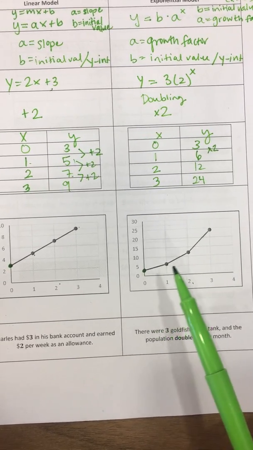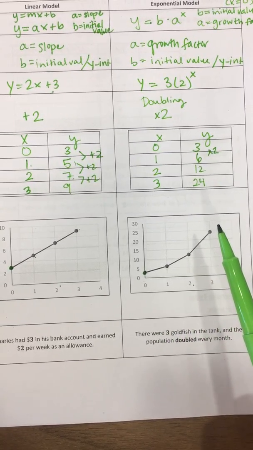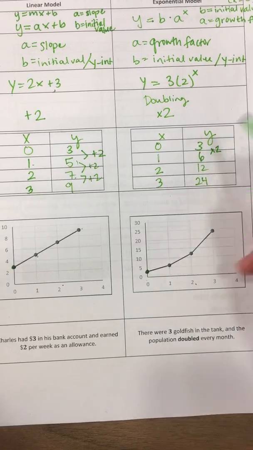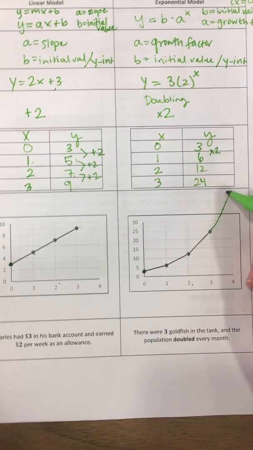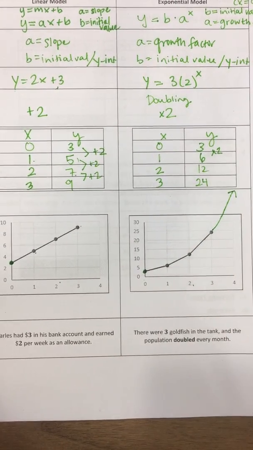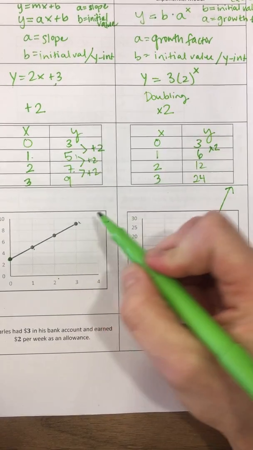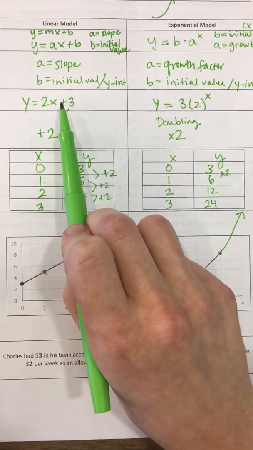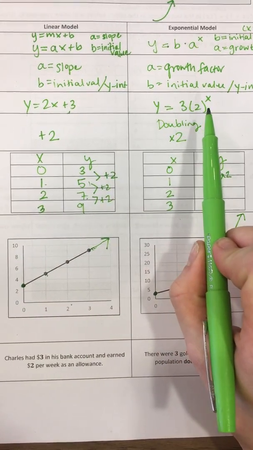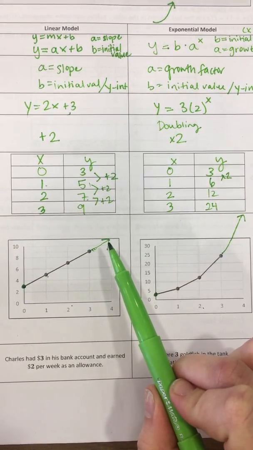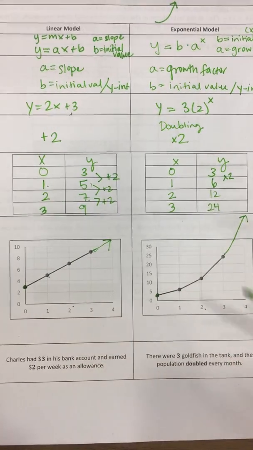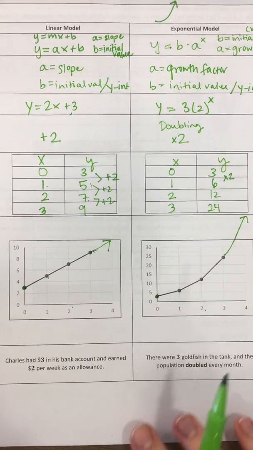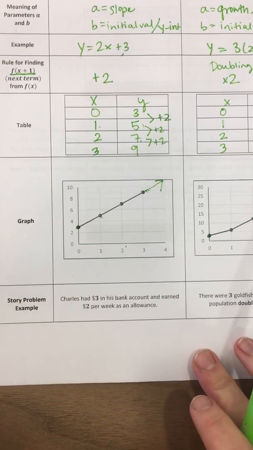0, 3 is my initial value, 1, 6, 2, 12, 3, 24. But if you notice, it's obviously increasing by a non-constant rate, and it's going to continue to increase if I were to continue to move this graph forward. I'm going to add arrows here because in my examples, I don't actually have a stopping point, so I should show that this goes on forever. But if I were just to graph these 4 points, this is what it would look like.